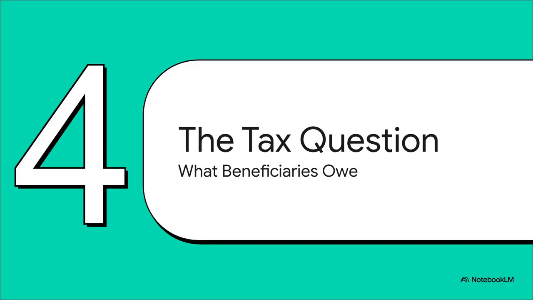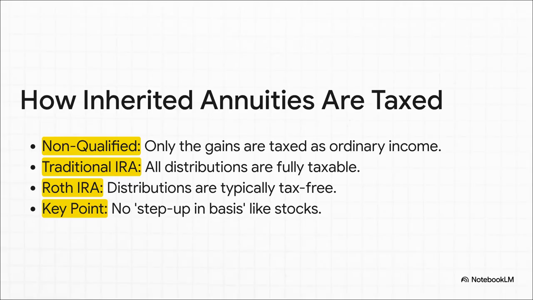Okay, so let's say your beneficiary gets the money. Awesome. But wait, Uncle Sam is calling. What about the taxes? Well, how an inherited annuity is taxed all boils down to one thing: where did the money come from in the first place? If it's a non-qualified annuity, meaning you funded it with after-tax money, then your heir only pays income tax on the growth. But if that annuity was inside a traditional IRA where you used pre-tax money, every single penny that comes out is fully taxable.